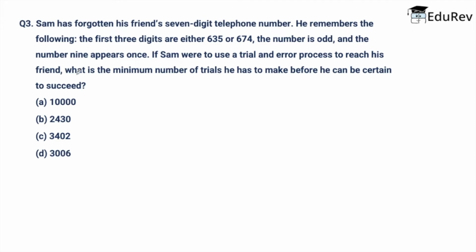Alright, let's start with question number 3. Question number 3 states that Sam has forgotten his friend's 7-digit telephone number. So there are 7 digits in his telephone number and he remembers the following. The first 3 digits are either 635 or 674, right? The number is odd, that is, the last digit of the number has to be odd. And the number 9 appears only once. That is, number 9 only occurs once in the whole number. Now, if Sam were to use a trial and error process to reach his friend, what is the minimum number of trials he has to make before he can be certain that he will succeed?